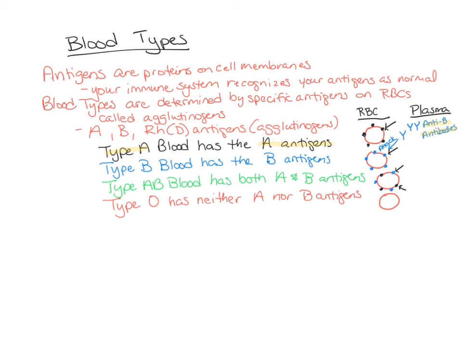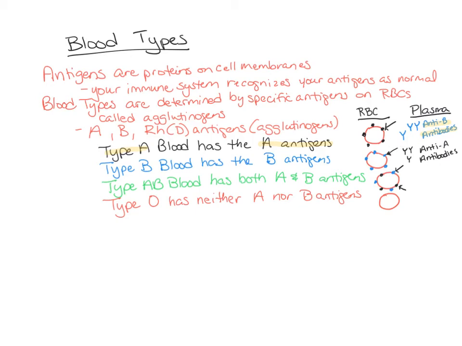Similarly, a person with type B blood has the antigen B on the surface of their red blood cells, and in their plasma, they have anti-A antibodies. Because if a person that has type B blood came in contact with the A antigen, their anti-A antibodies would attack the A antigen.